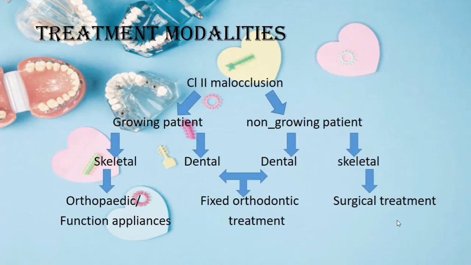The treatment of Class 2 malocclusion, for growing and non-growing patients, is either skeletal or dental. Skeletal for a growing patient is orthopedic, that is a functional appliance, and for a non-growing patient skeletal is surgical treatment. But dental for both growing and non-growing is fixed orthodontic treatment.